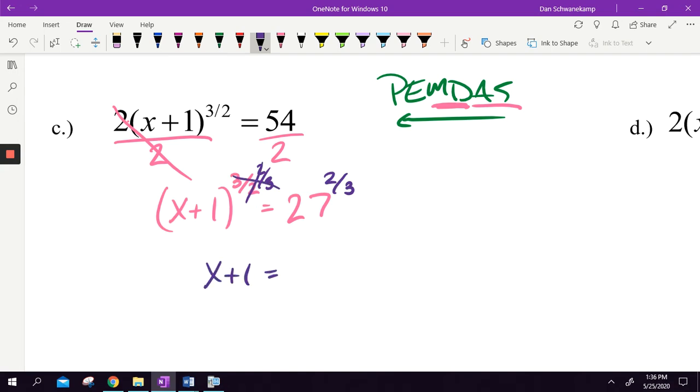Over here, I'm doing 27 to the 2/3 power. 2/3 power means the cube root of 27, which is 3, and then 3 squared, which is 9.